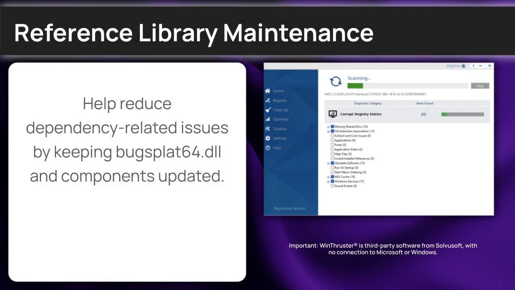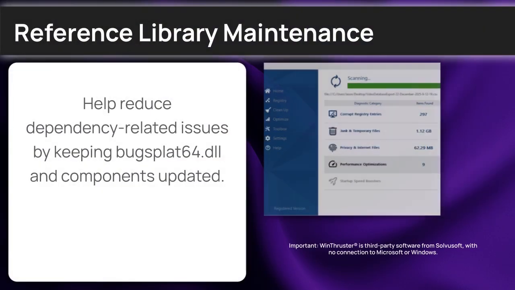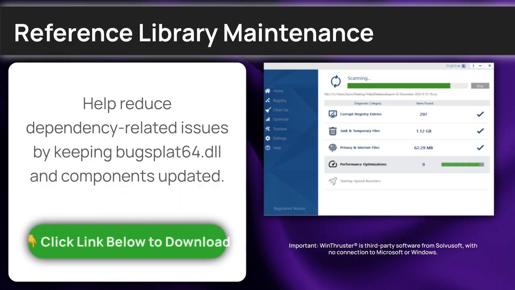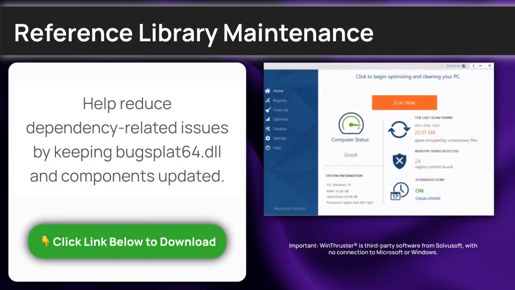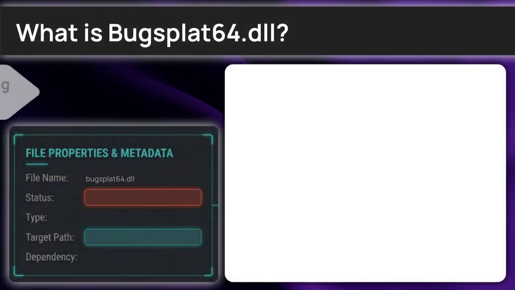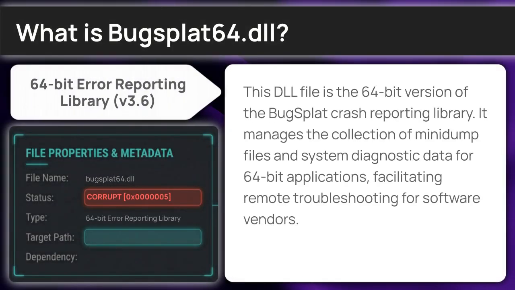Before we begin the manual steps for Bugsplat64, you can access a utility designed to help provide a clean system environment. This DLL file is the 64-bit version of the Bugsplat crash reporting library. It manages the collection of minidump files and system diagnostic data for 64-bit applications, facilitating remote troubleshooting for software vendors.